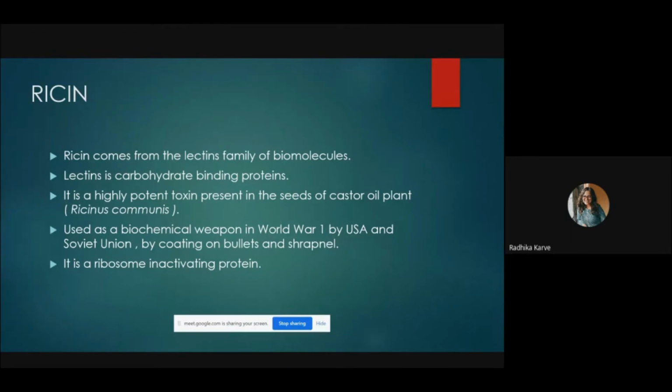Ricin is a poisonous substance which comes from the lectins family of biomolecules. Lectins are carbohydrate binding proteins. It comes from the seeds of the castor oil plant. Its scientific name is Ricinus communis, and it was used as a biochemical weapon in World War One by the USA and the Soviet Union. They used to coat it on bullets, and they used to shred it and mix it in gunpowder as well. The main way that it's a poison is that it inactivates the ribosome function, so the proteins cannot be formed.